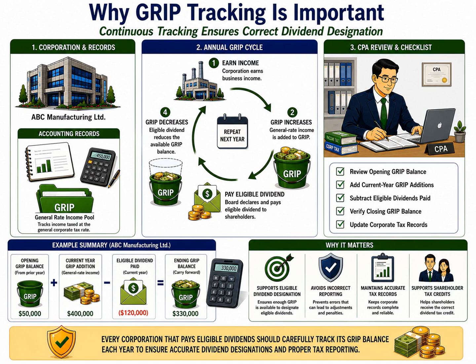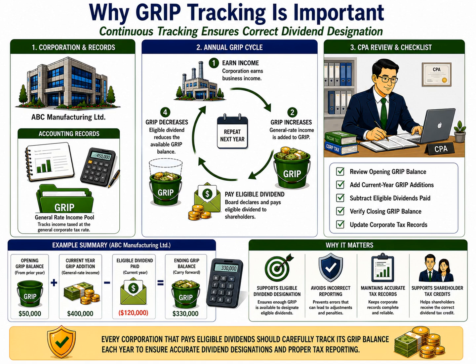This ongoing tracking is one of the responsibilities of the corporation's accountant or tax advisor. Before any dividend is declared, they review the opening GRIP balance, calculate any additions for the current year, subtract eligible dividends already paid, verify the closing balance, and update the corporation's tax records accordingly.